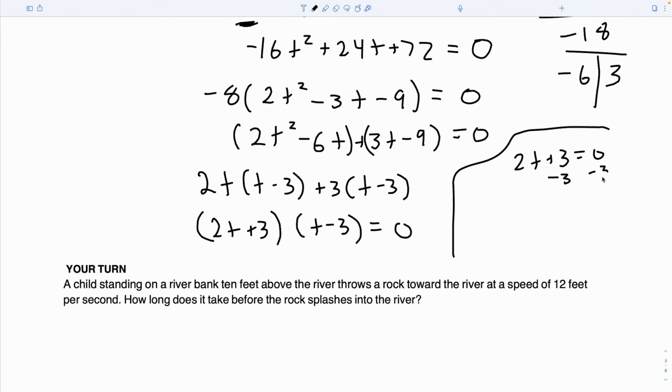Remember, I don't want negative seconds, and that negative 3, I think is going to get me in trouble because it's going to make a negative 3 over 2. Yeah, that one can't be the time. So let's move on to t minus 3, and that would be 3 seconds.